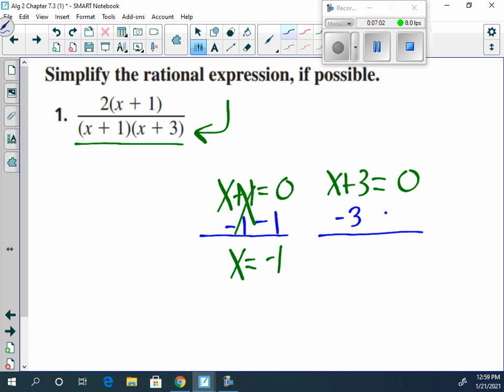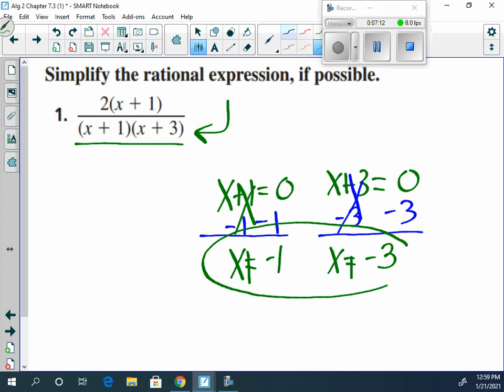Now, the other restriction, we can find it by subtracting 3, telling us x is equal to -3. So these don't work, and these will be two of our restrictions. X cannot be -1, and x cannot be -3. These values do not work. Okay. Any questions on the restrictions before we start simplifying? We good with this here?